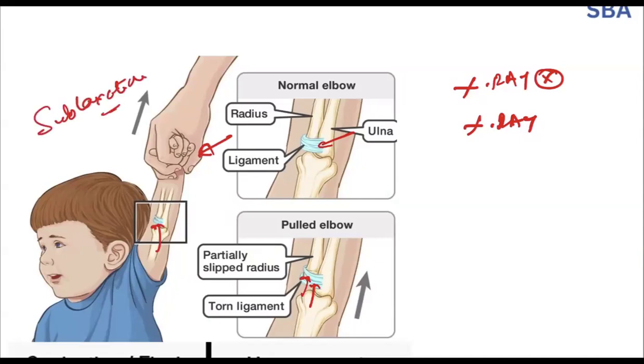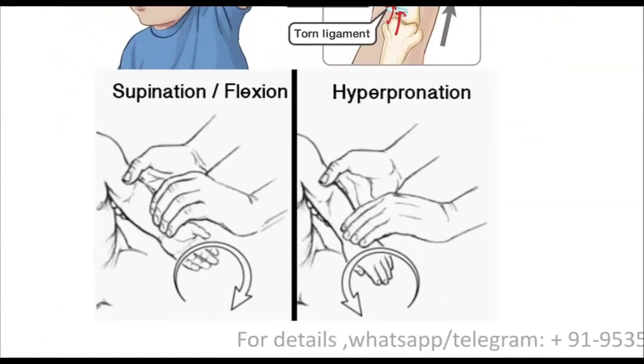They present to the emergency department saying that the kid is not using that particular limb. For example, the right upper limb, the kid is not using at all. It is in pain. It might be crying in pain. So what you will be doing, you will be taking the history. Once you have the classical history, you will try to reduce it. How will you try to reduce it?